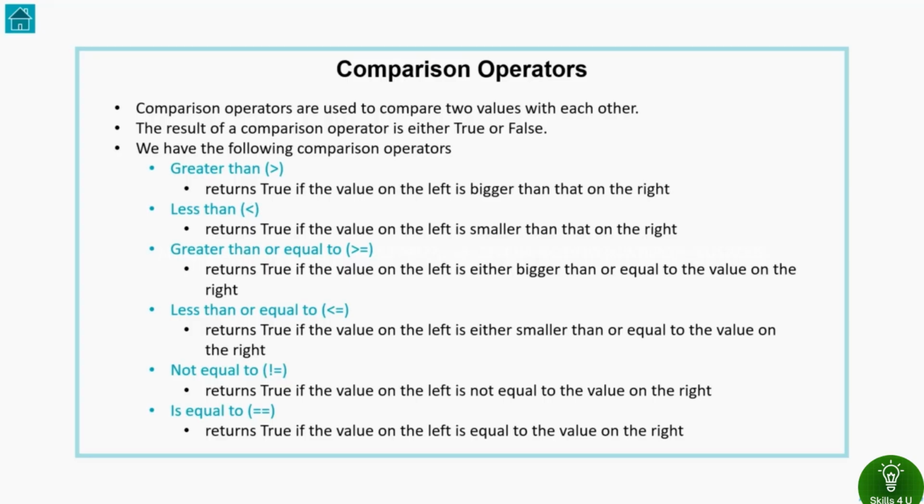Comparison operators are used to compare two values. They return either true or false depending upon the comparison. Here is a list of comparison operators in Python. Greater than, >, less than, <, greater than or equal to, >=, less than or equal to, <=, not equal to, !=, is equal to, ==, and that's pretty much it. Now on to the next lecture.